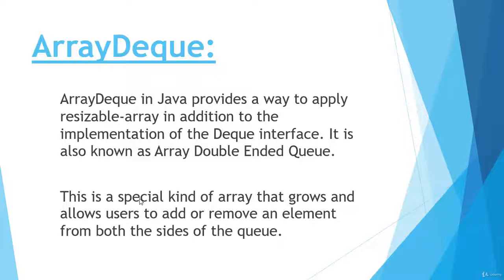This is a special kind of array that grows and also allows users to add and remove elements from both sides of the queue. So definitely this class implements the deque interface. It is a double-ended queue as well as an array double-ended queue. We can add elements from both sides. We can remove elements from both sides. And ArrayDeque is very comfortable because it is resizable and it can grow its size at runtime. You can say that this is a double-ended array.